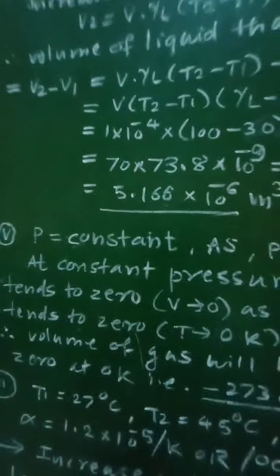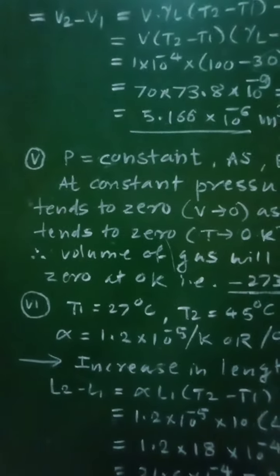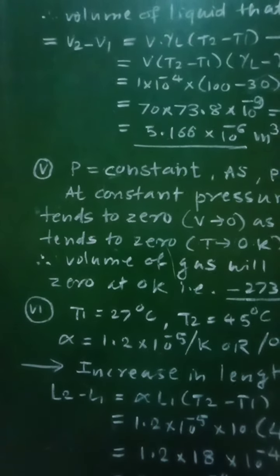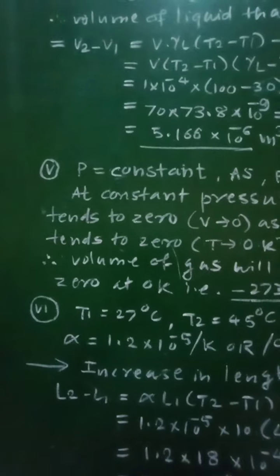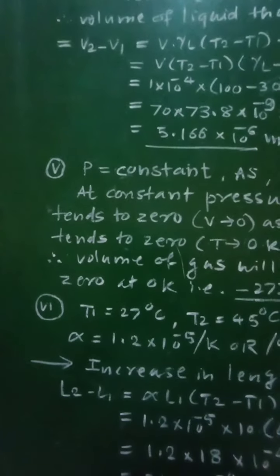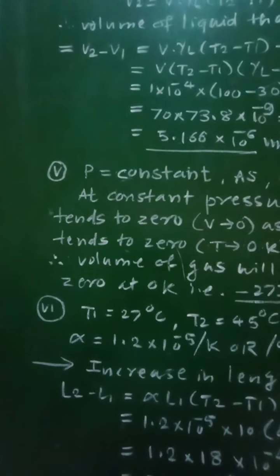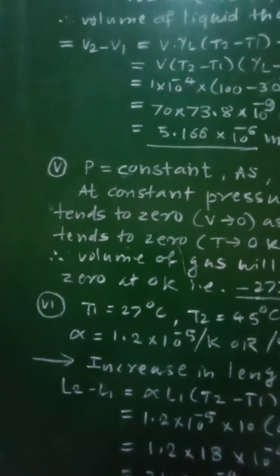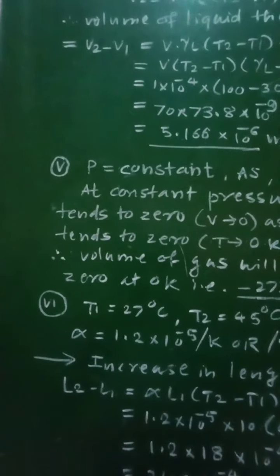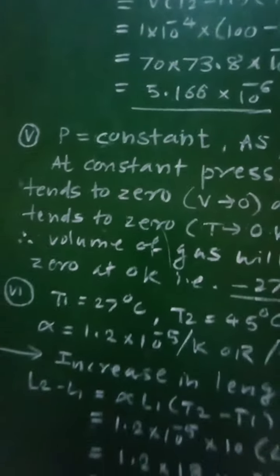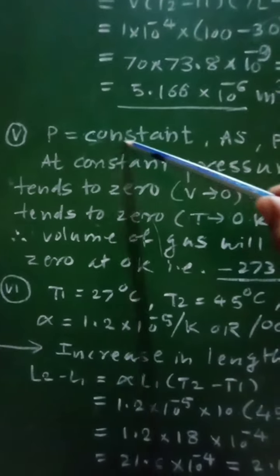And now let us go for the next numerical, that is numerical number 5, which is given as: the volume of a gas varies linearly with absolute temperature if its pressure is held constant. Suppose the gas does not liquefy even at very low temperatures. At what temperature will the volume of the gas be ideally 0? And therefore for this, the pressure is kept constant, that is for this fifth numerical P is kept constant.